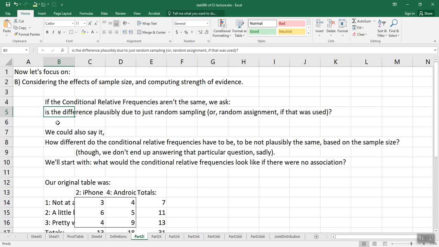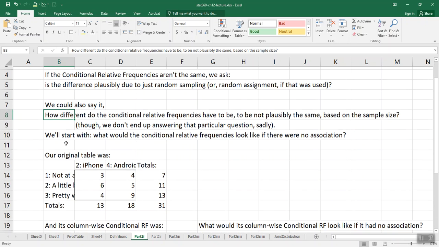So we're asking, is the difference we see plausibly just due to random sampling? Or if we used random assignment, is the difference we see plausibly just due to random assignment? Or we could ask, how different do they have to be to not be plausibly the same? And how does that answer depend on the sample size? Unfortunately, we end up not using the conditional relative frequencies to answer that question, but that's the question we'd like to answer.